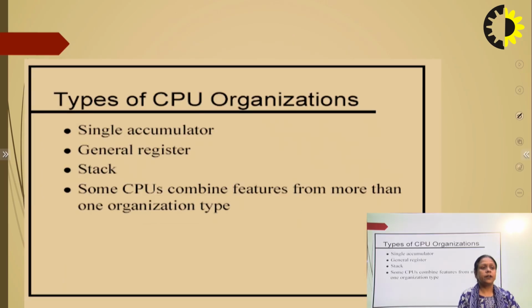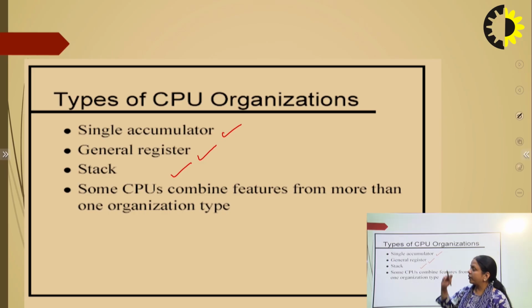Now, the different types of CPU organization. We have mainly three types of organization: single accumulator, general register, and stack. Some CPUs combine features from more than one organization type, so a hybrid type of organization is also possible here.